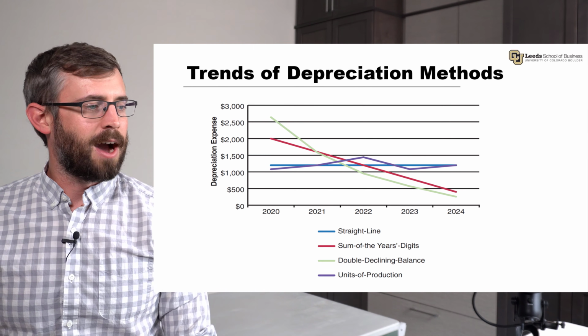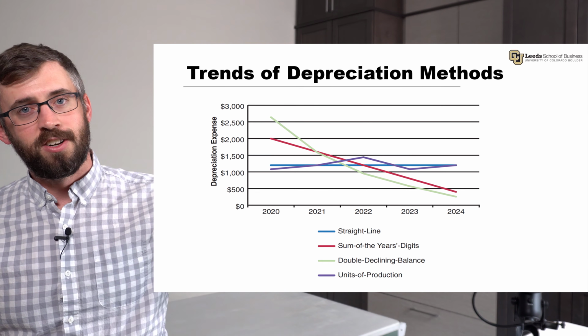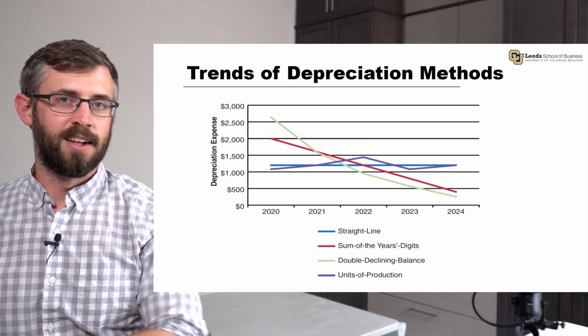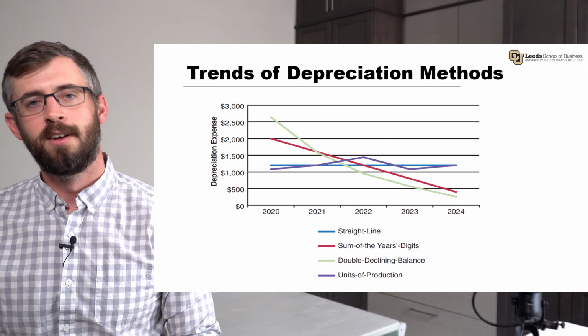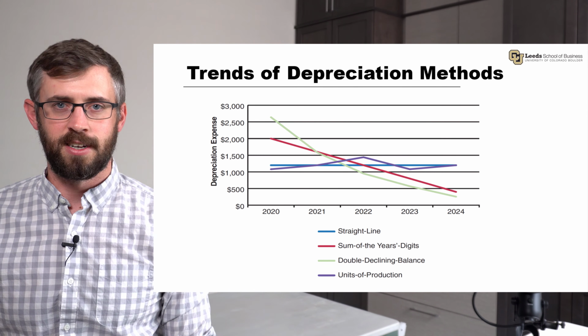And finally, our red line here is the sum of the year's digits. While the depreciation expense declines every single year, it declines at a constant rate. Like in the last example, we went from $6,000 to $4,000 to $2,000, so we decreased our depreciation expense by $2,000 each year.